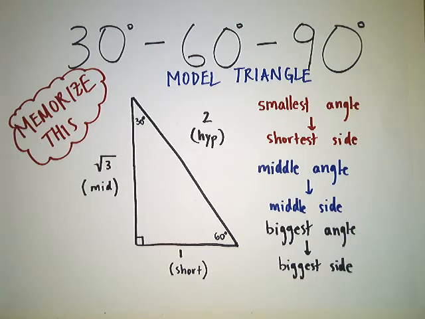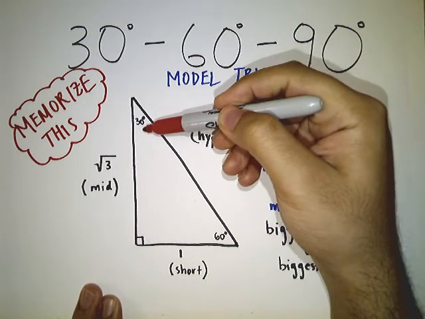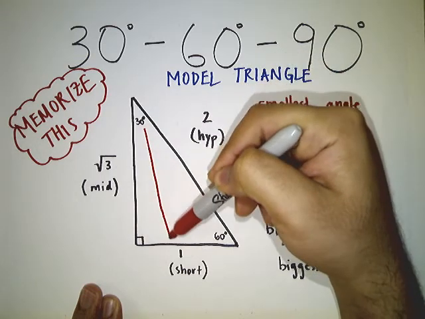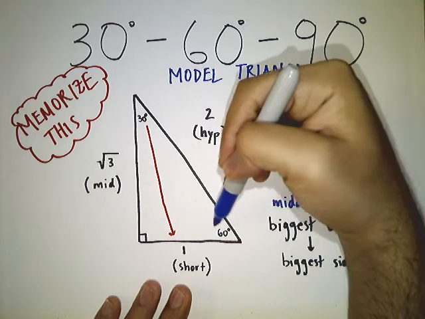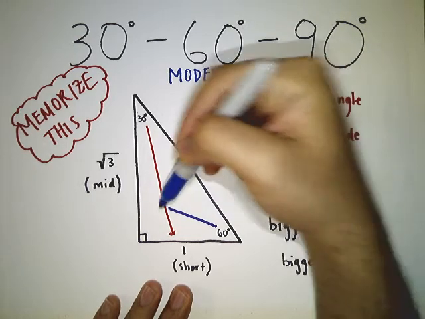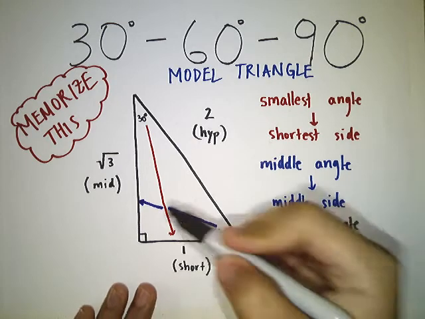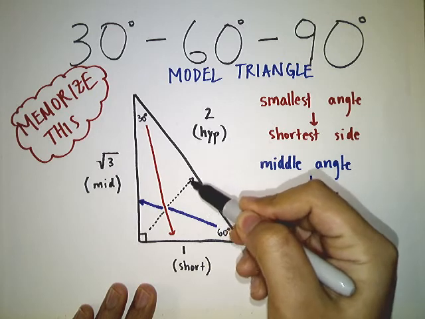When you think of that, you want to be able to draw an arrow from the angle you're thinking about to the opposite side. For instance, starting at the smallest angle, my 30-degree angle, I could draw an arrow straight to the short side. Just the same, starting at the 60-degree angle, I could draw an arrow straight through to the other side. And last of all, starting at the 90-degree angle, I could draw straight across to the hypotenuse.